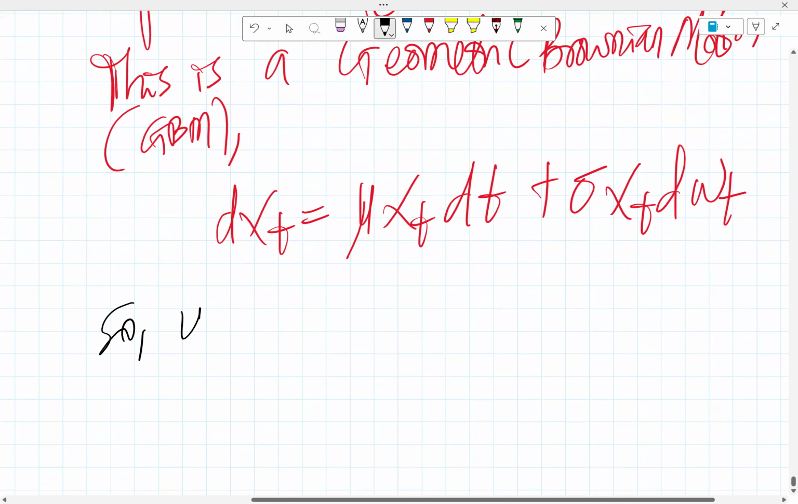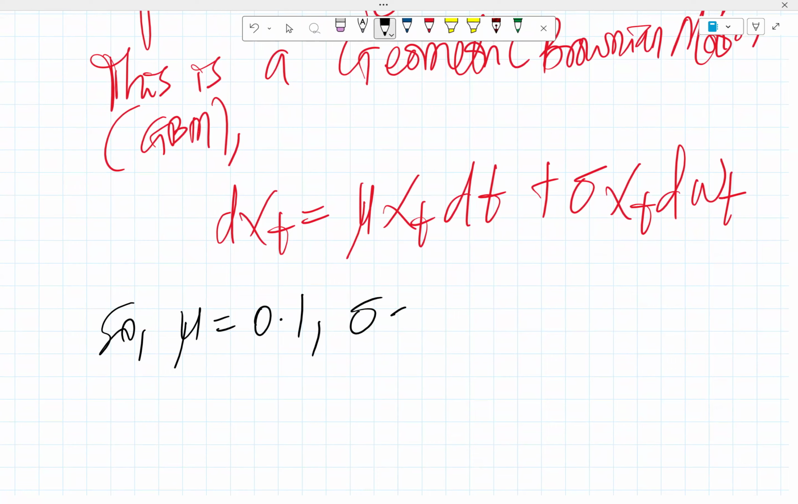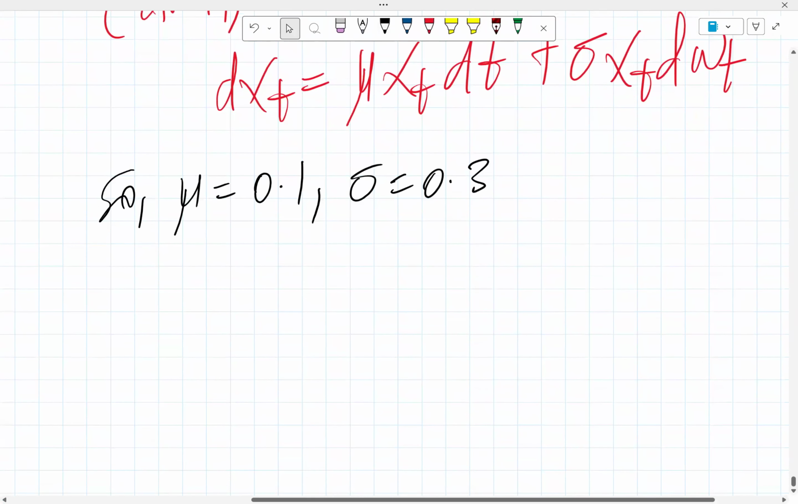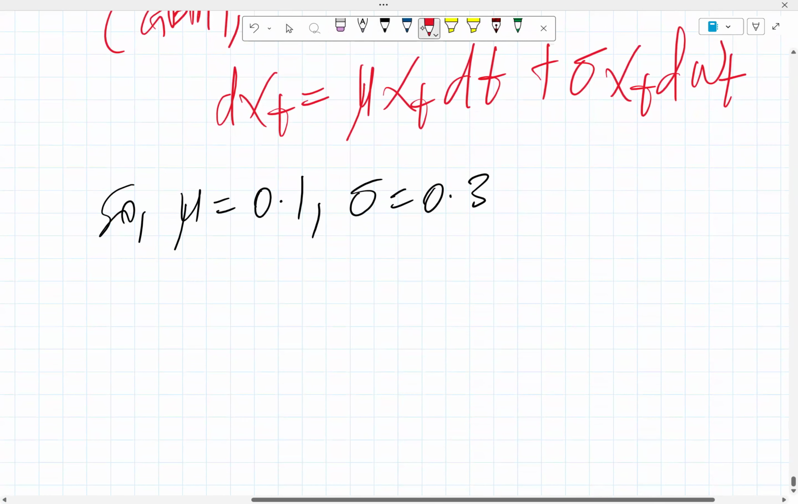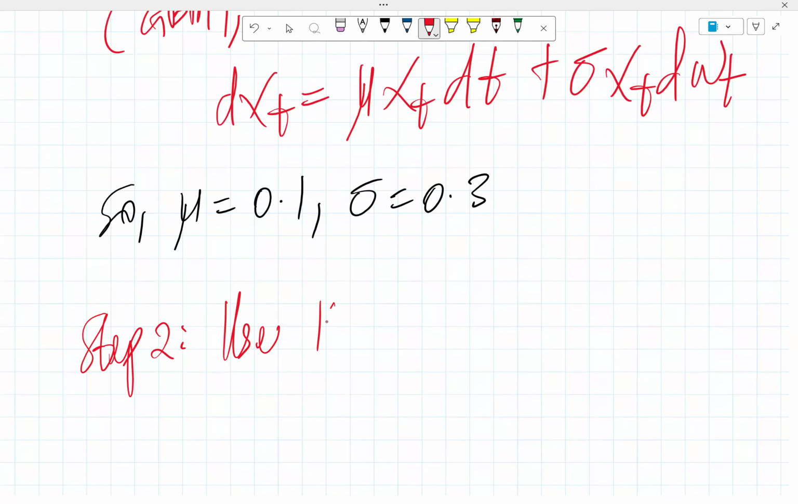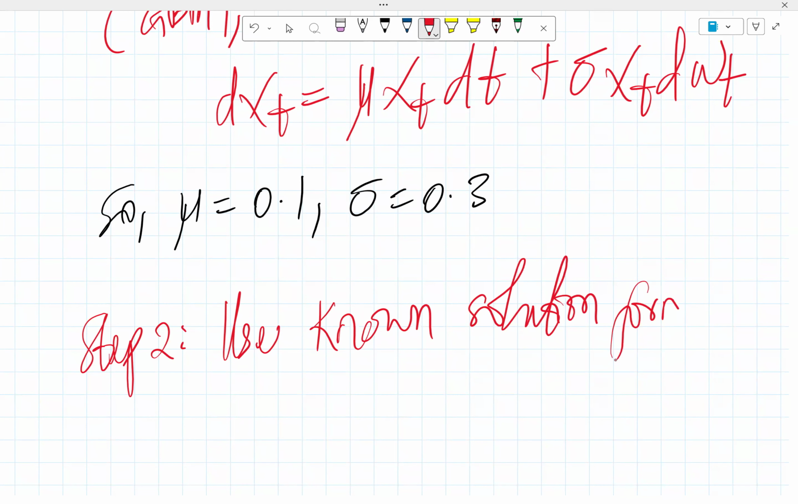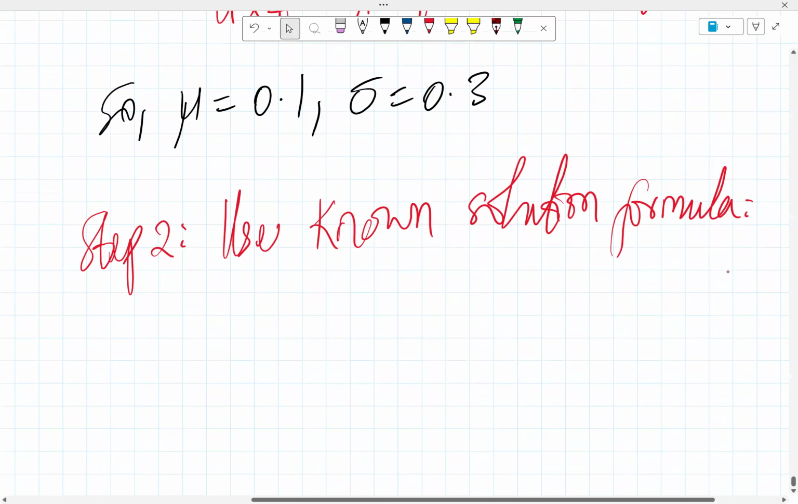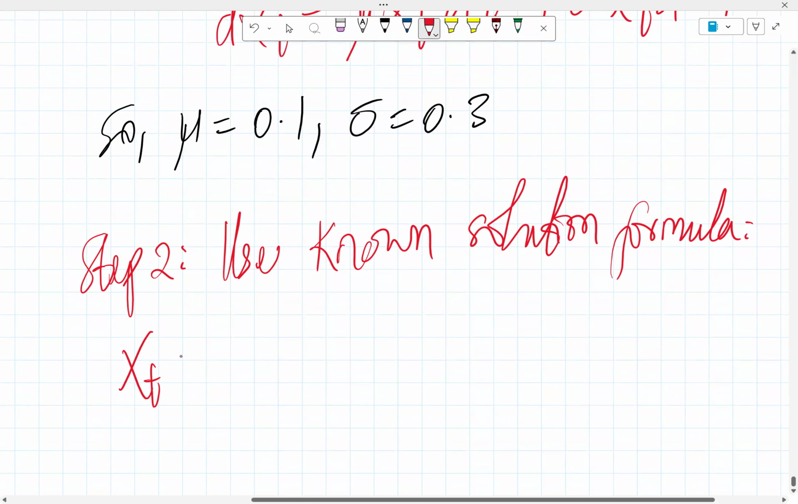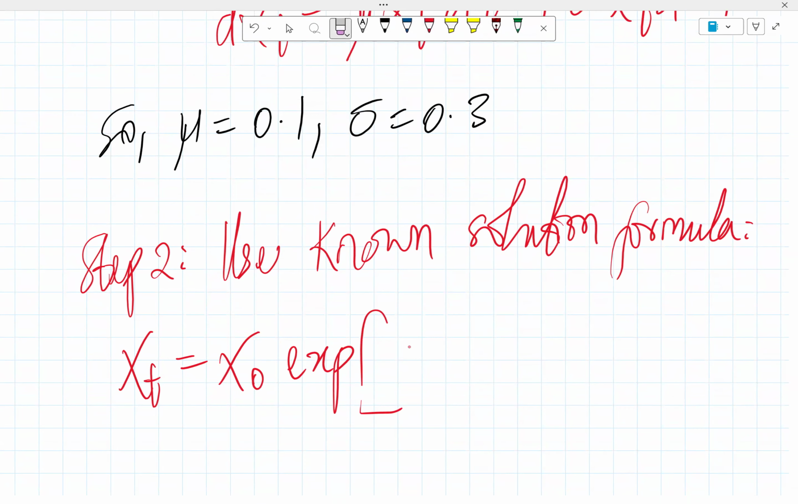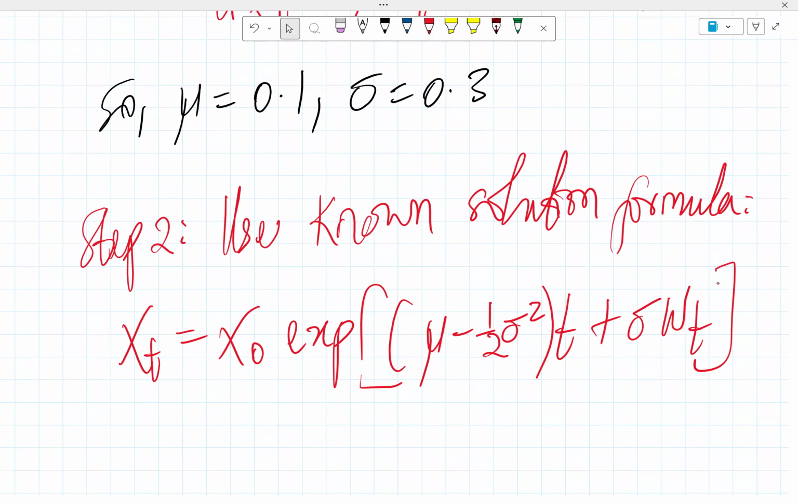So mu is 0.1, sigma is 0.3. With that in place, we can go for step 2, where we use the known solution formula. The known solution formula is this: x sub t equals x naught exponent mu minus half sigma squared t plus sigma w sub t. That's the known formula there.